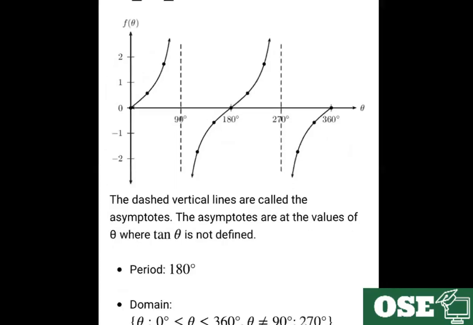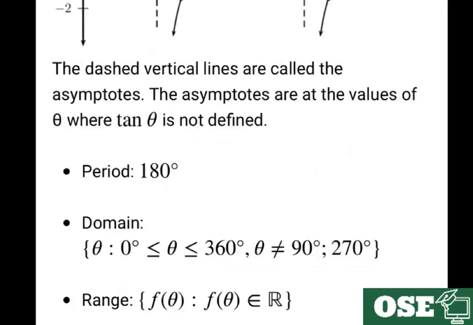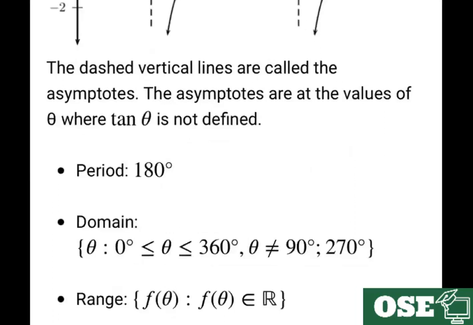Domain, remember, is the x values that are covered by the graph, or the parts of the x-axis for which the graph is defined, or its roots are real and true.